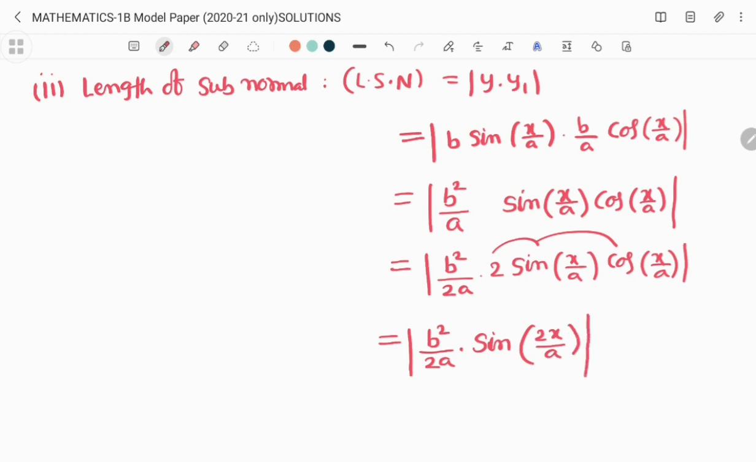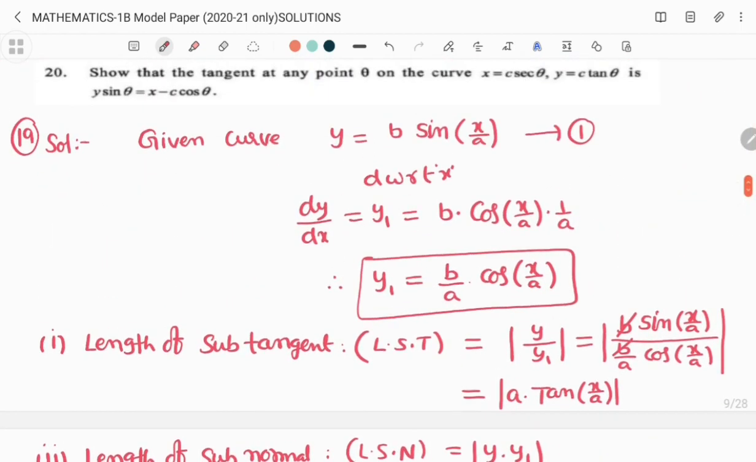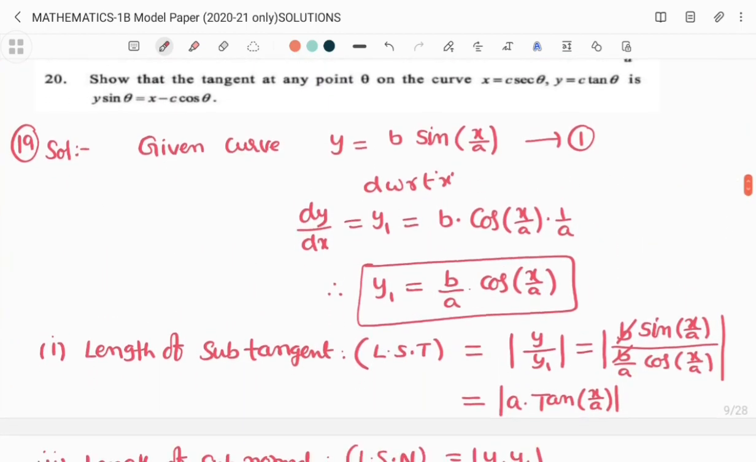This is about the length of subnormal. I hope everyone understands. We'll move to the next question, the last question in the short answer type questions.